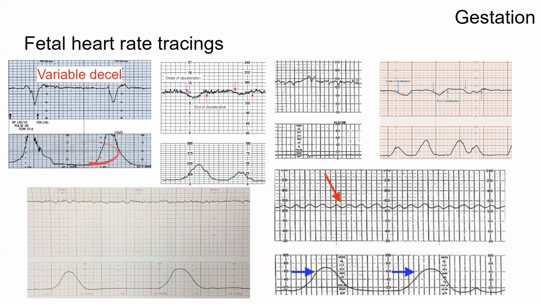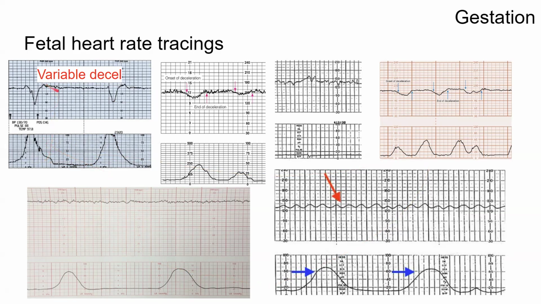And then this morphology down here is the maternal uterine contraction. So here's the resting tone, and then there's a contraction here, and then it comes back down. So that's another thing to look at on fetal heart rate tracings.